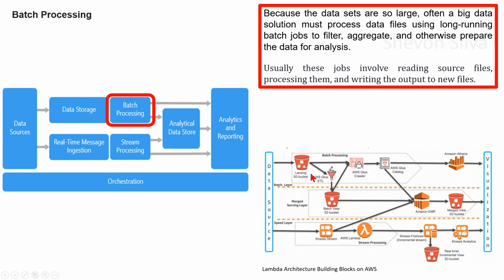Landing S3 bucket is also connected to AWS Glue ETL, and AWS Glue crawler is also connected to the batch view S3 bucket. AWS Glue ETL is also connected to the batch view S3 bucket. It is connected to Amazon EMR. It is connected to the merge view S3 bucket. It is connected to visualization.